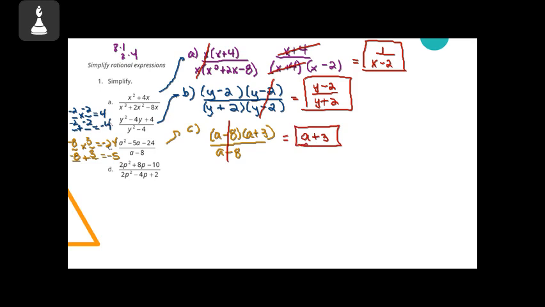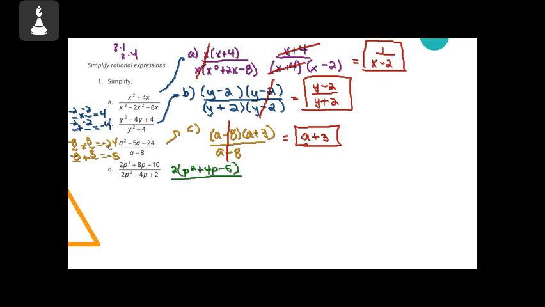Next one, 2p squared plus 8p minus 10 all over 2p squared minus 4p plus 2. So before I do anything here, I want to make the problem easier, and I'm going to take out the 2 on top, take out a 2 on bottom, because all of the numbers are even. So if I take out a 2, I'm left with p squared plus 4p minus 5. If I take out a 2 on bottom, I've got p squared minus 2p plus 1. So I'm just factoring out a 2.